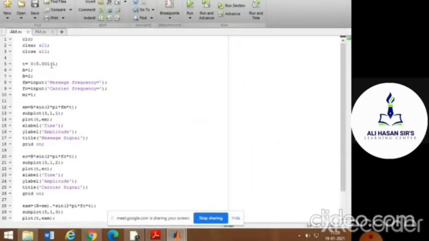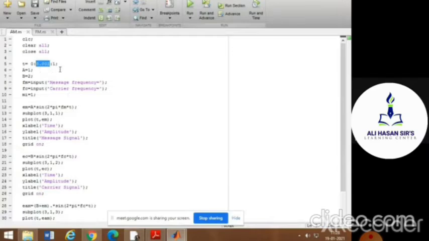So this is the time period, and it is written. Next, there will be FM. FM is the modulating frequency or message frequency, which we have to give first. Next is the FC input, which is the carrier frequency, and the time period of this is 0.001 second.